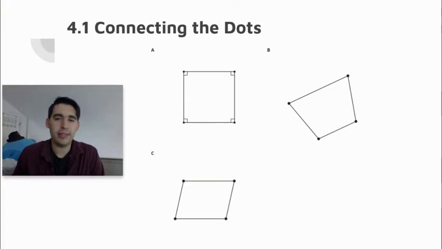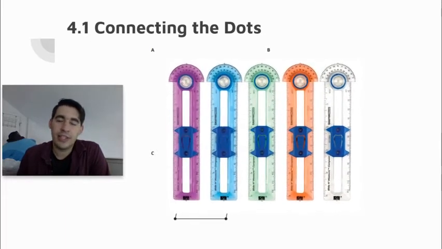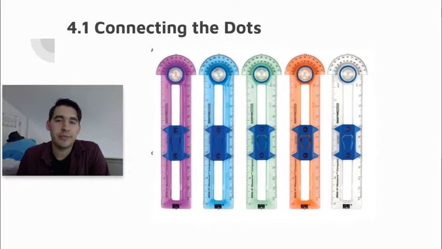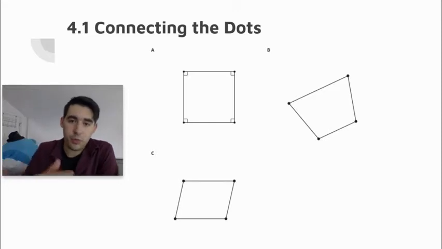4.1, Connecting the Dots. In this activity, we're supposed to use our compasses to draw circles around these quadrilaterals to see if we can make the circle hit every single vertex of these quadrilaterals. That's right, this unit and this lesson, we were supposed to use our compasses that are brand new. They're sitting in that classroom, just all alone. So sad.